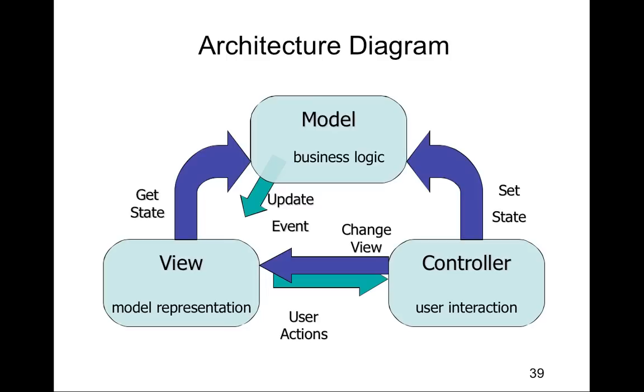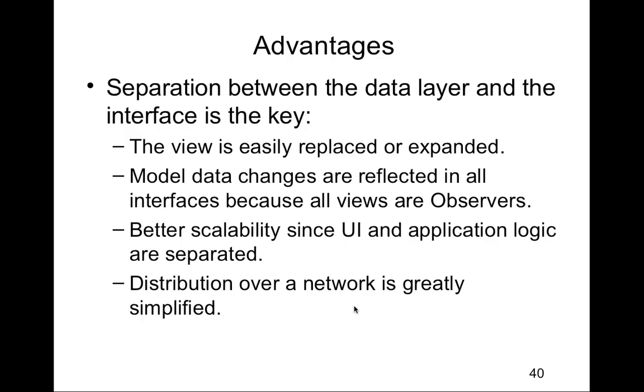But here, this is the architectural diagram where we have the business logic and the model. It's going to update the view. It's going to get the state of the view from the model representation. The controller is going to work with the model. It also works with the view because it controls the user's actions that are happening from the view. It controls the changes that are happening in the data. They're all sort of working together. All of these different components are working together.